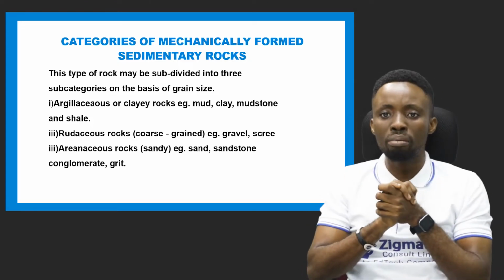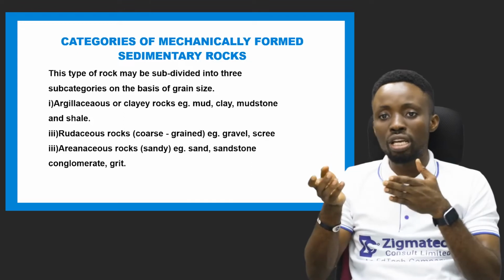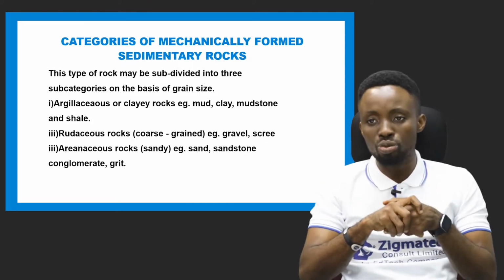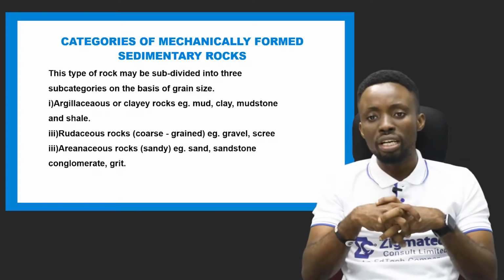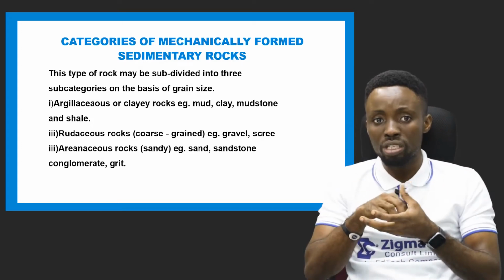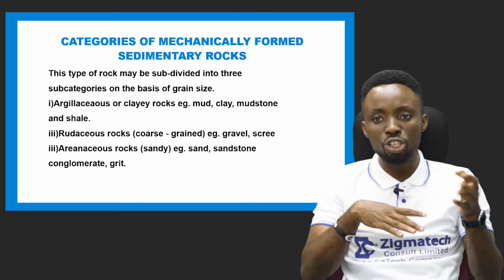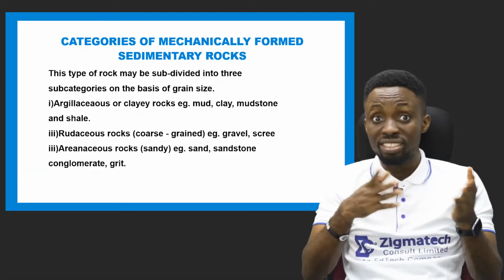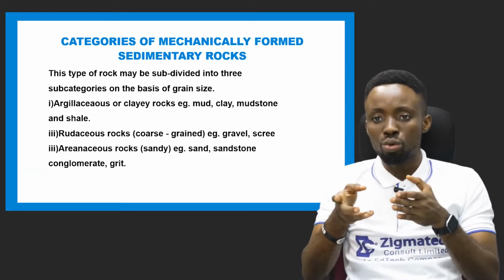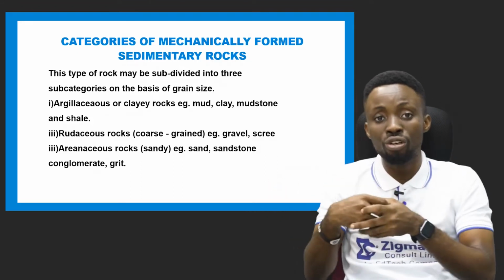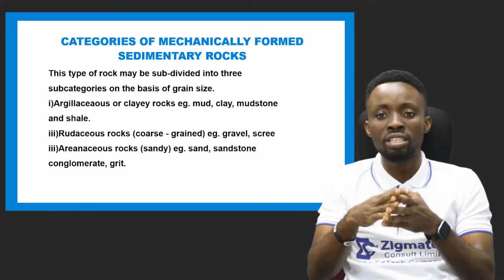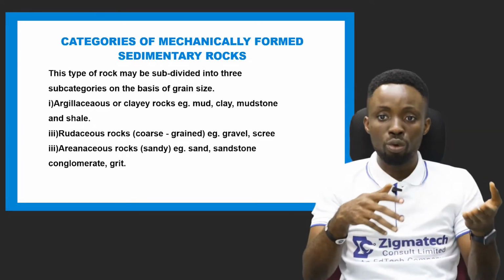So the clay category, we call it clayey rock, or we call it argillaceous mechanically formed sedimentary rock. Then the second one, which is coarse grained, we can also call the rudaceous type of rock that is mechanically formed. Then the third one, that is sandy, if you don't call it sandy mechanically formed sedimentary rock, you can as well refer to it as the arenaceous type of rock.